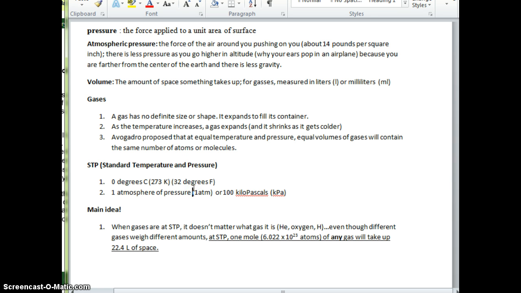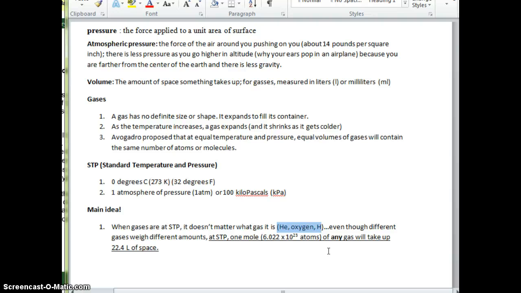Okay, so when it's freezing at sea level, it doesn't matter what gas it is. It doesn't matter if it's helium, oxygen, hydrogen, even though different gases weigh different amounts. At STP, 1 mole, or 6.022 times 10 to the 23rd atoms, of any gas will take up 22.4 liters of space.